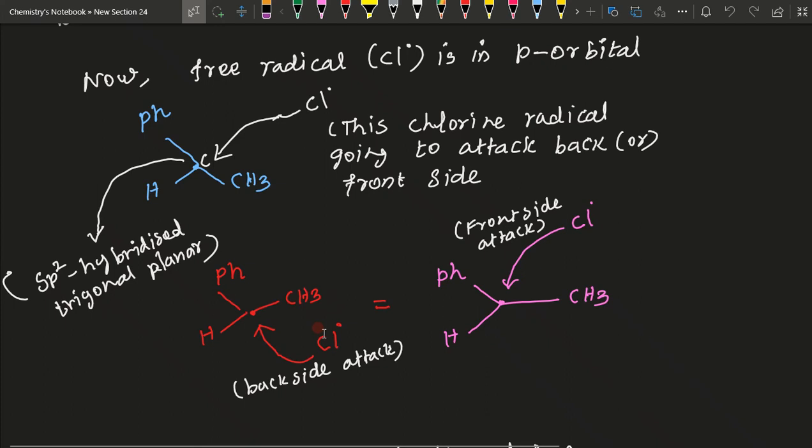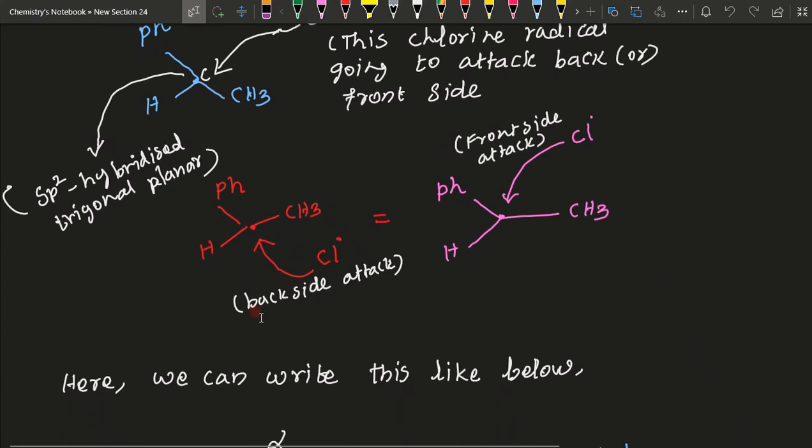If it attacks the right side, it means the front side, and we get it like this, with H, CH3, and Cl attacking this carbon. This Cl radical is going to attack this carbon. Here see, this carbon has only 3 bonds. Here also, the chlorine is going to attack. We know that the chlorine valence electron count is 7, so it is going to pull 1 electron because it is going to attack the carbon. Here we can write this like below.